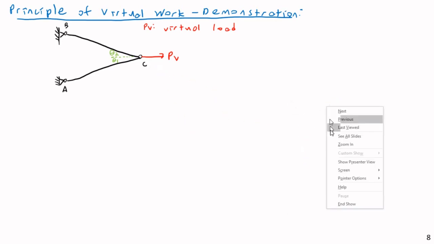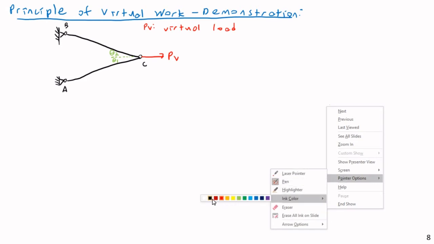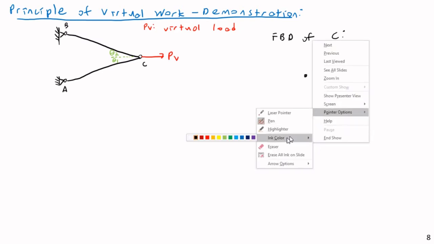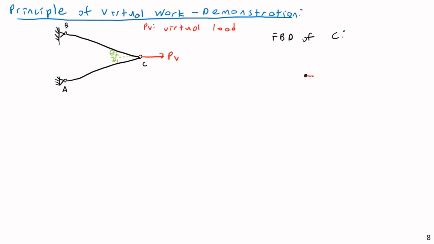So consider the free body diagram of joint C. Let us look at what kind of forces are produced. We have this external virtual force, and that's going to be PV. Again, I must reiterate, this is not the real loads that would be on this structure. Maybe there's a downward load, maybe a rightward load, maybe an upward load. It doesn't matter. This is just the virtual load that we're applying for the sake of finding deformations.